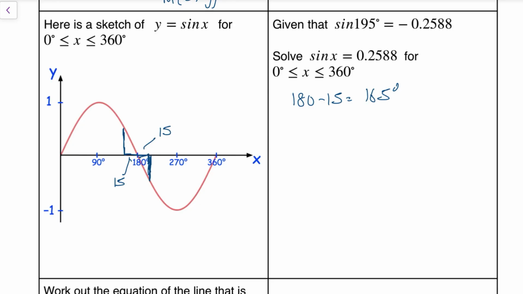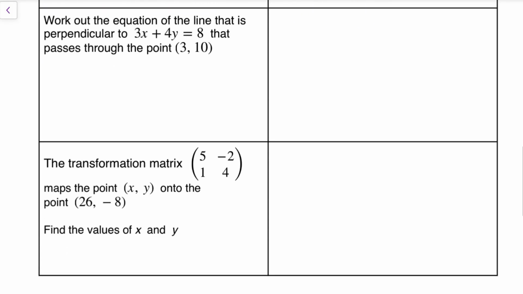However, there is also a value over here. In the same way that this is 15 here, this is also 15 here. So I have two answers: my answer is going to be 15 and 165 degrees. Good question.